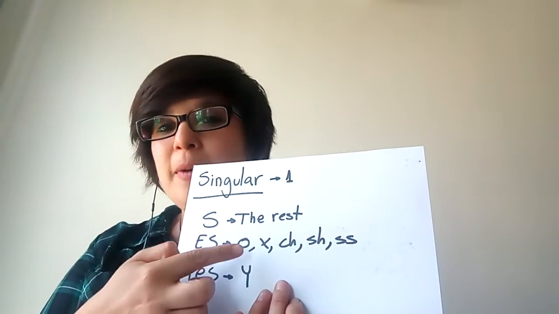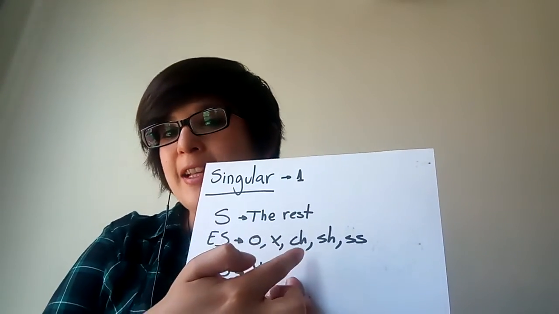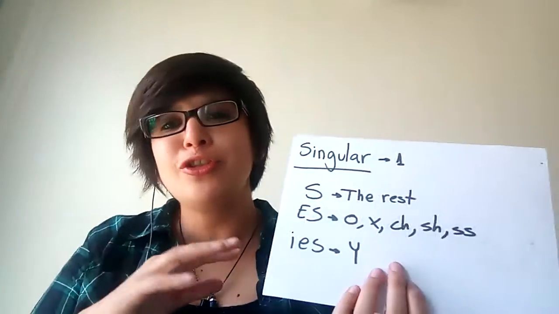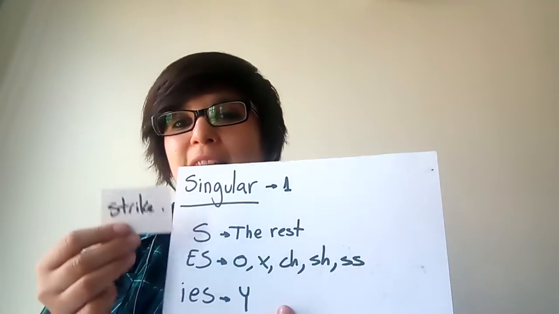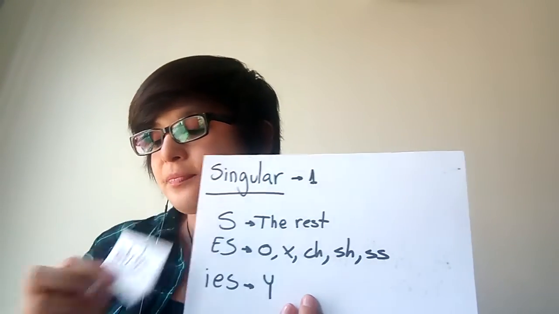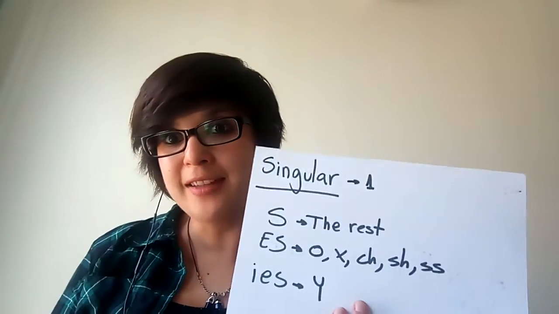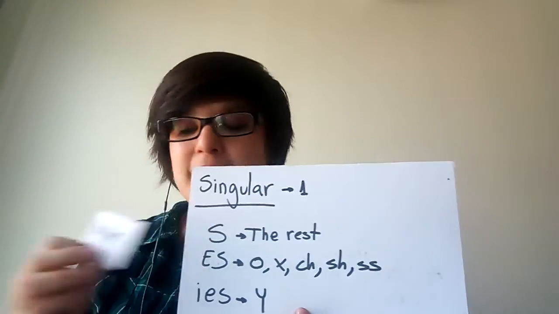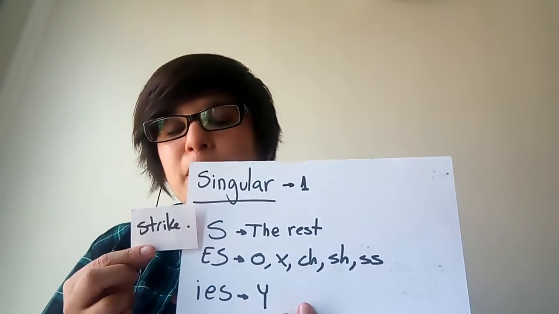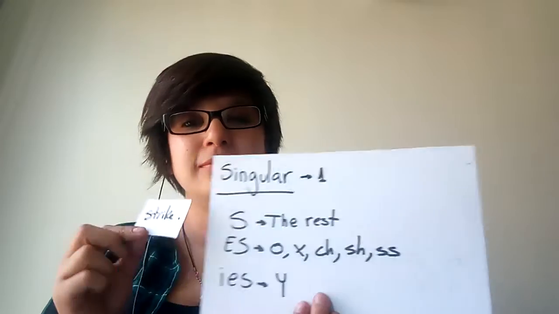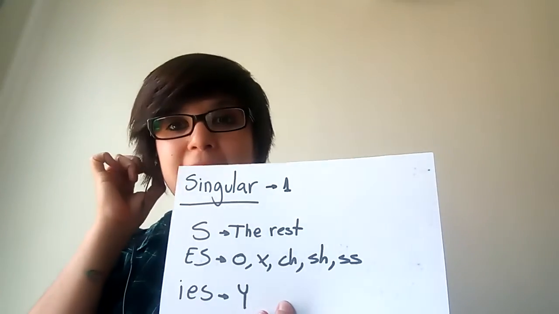And if the verb doesn't end either Y, O, X, CH, SH, or double S, you just add the S. For example, strikes, golpear, drives, manejar. For example, he drives, the hammer strikes the wood, el martillo golpea la madera. Okay?